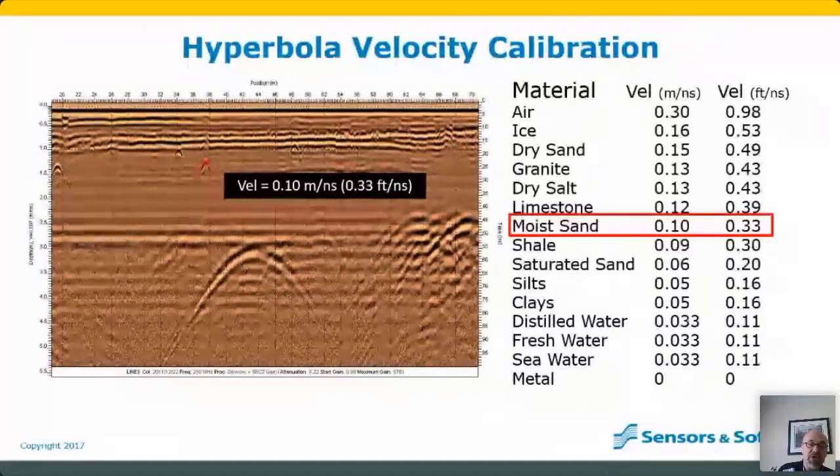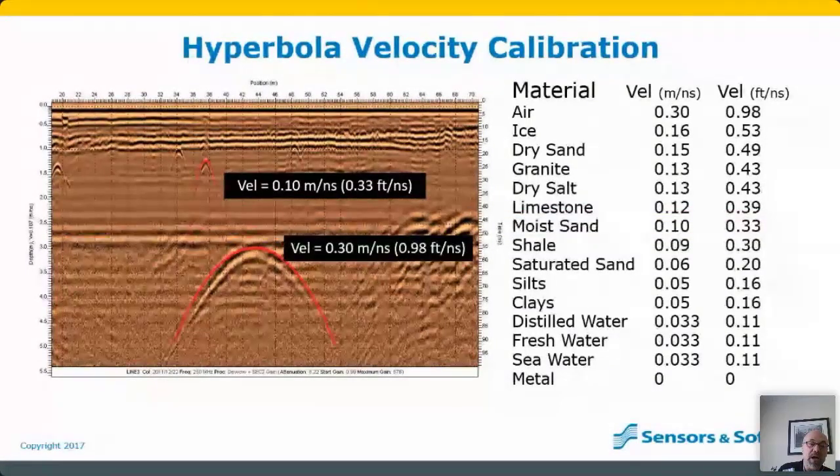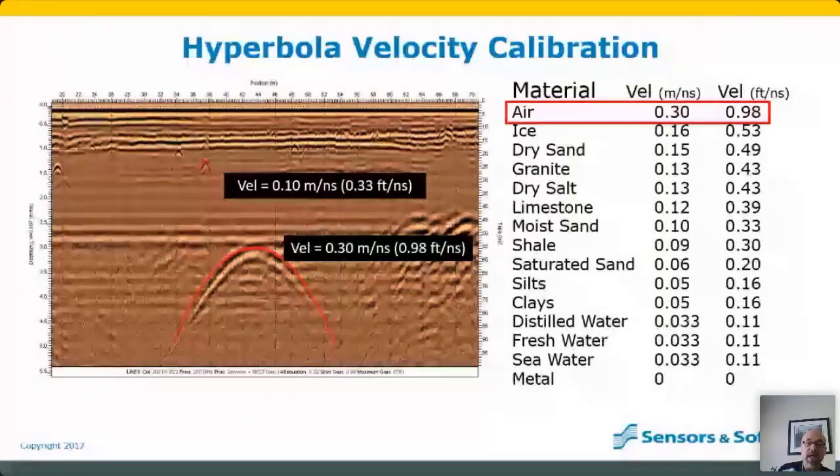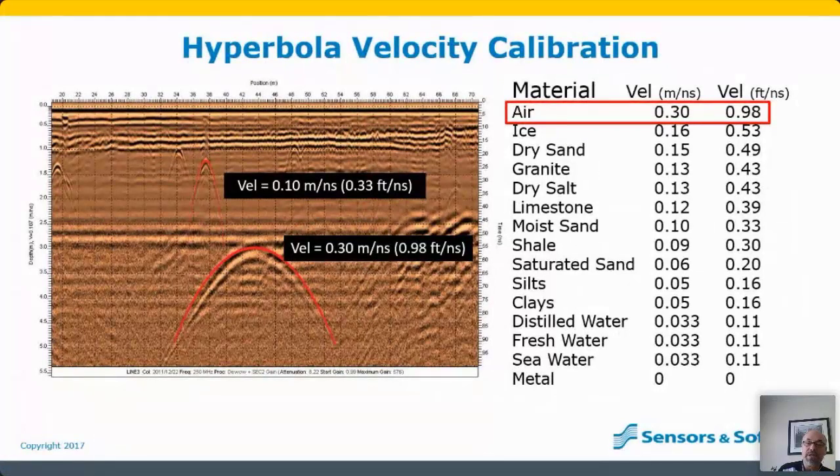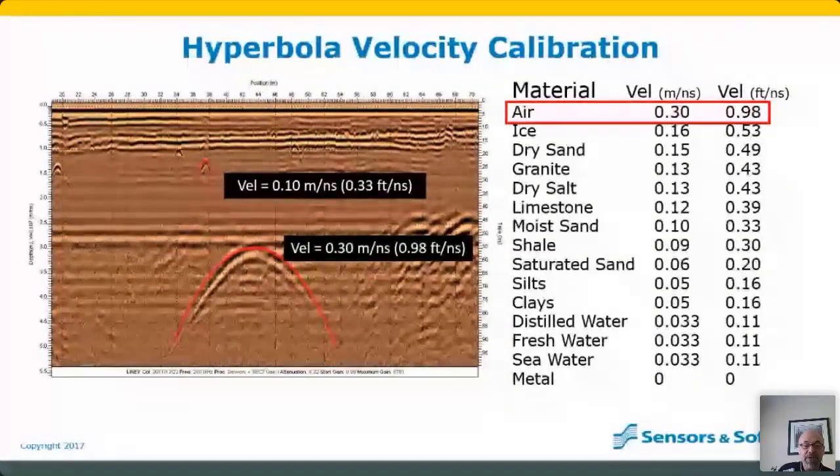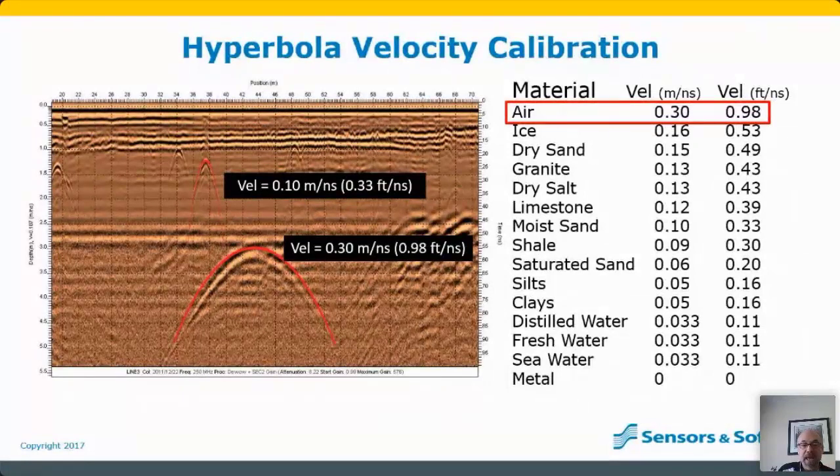So then I do a calibration on the deeper hyperbola, and I get a velocity of 0.3 meters per nanosecond or 0.98 feet per nanosecond. And I look at my table and I go, air. What's going on? This looks like it's a giant hyperbola. I look at the image and my first thought is some sort of cavern or a buried tank, something with very large diameter buried in the ground. And in fact, I have a story about this, which I'll tell in a second.